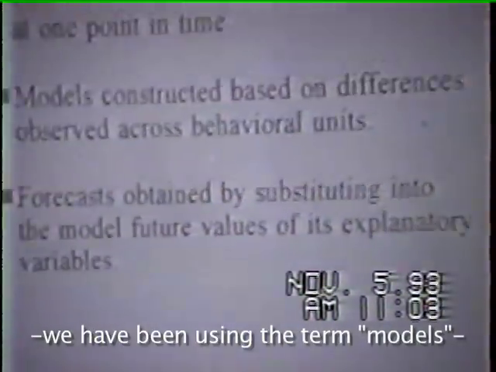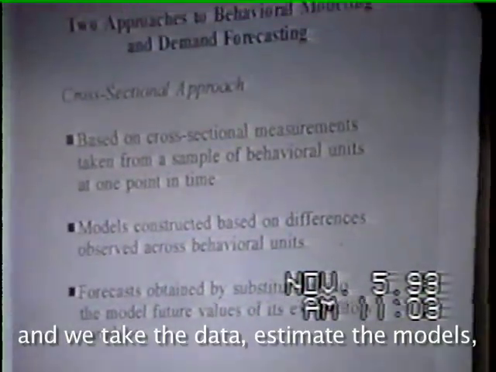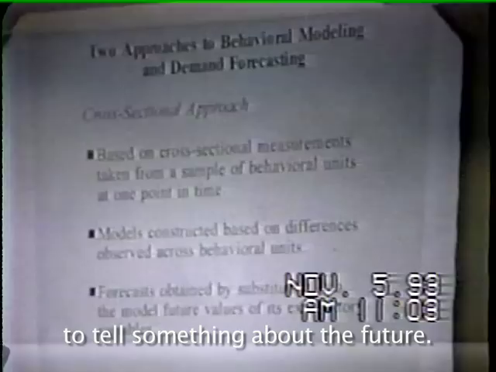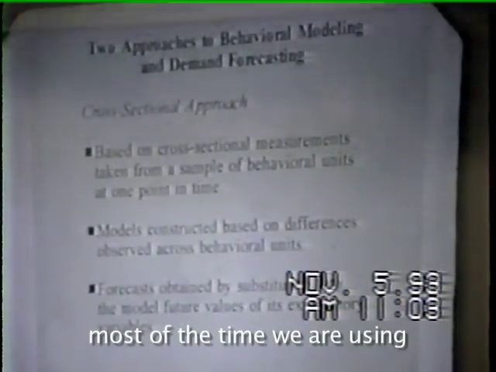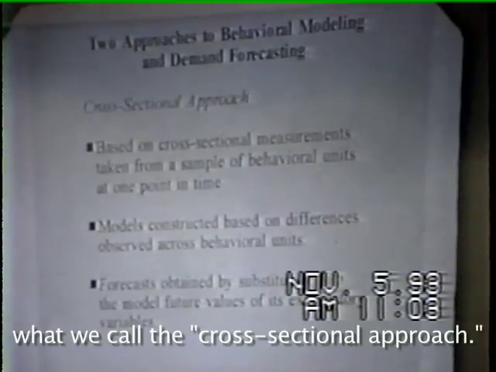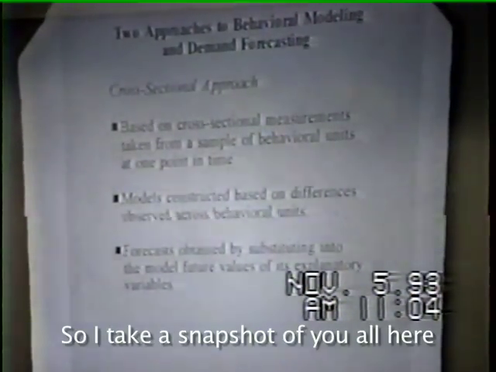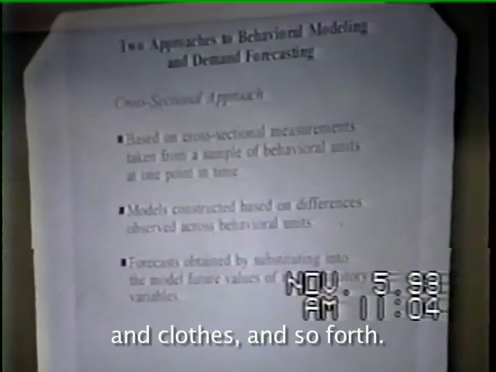When we talk about forecasting, we have been using the term models, and we take the data, estimate the model, and somehow use it to tell something about the future. Most of the time we are using what we call the cross-sectional approach. We cut the reality at one point in time and take a look inside the cut. So I take a snapshot of you all here and observe the colors of your ties and coats and so forth. That gives us cross-sectional data.